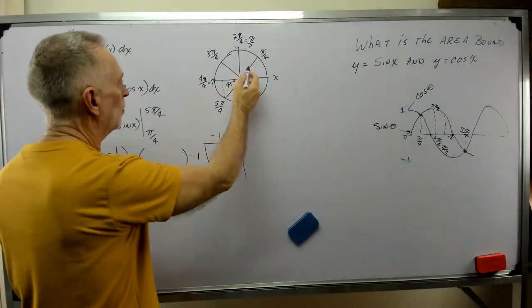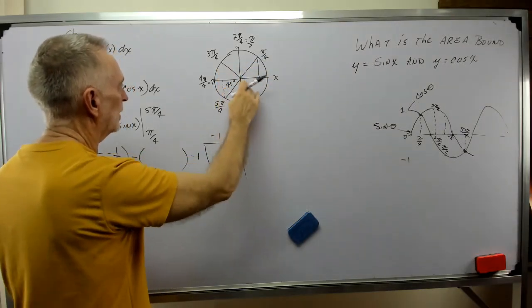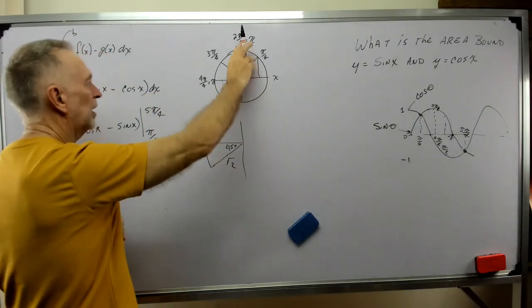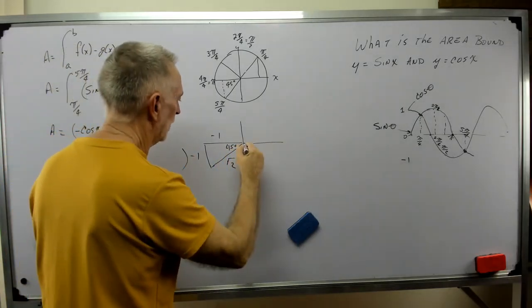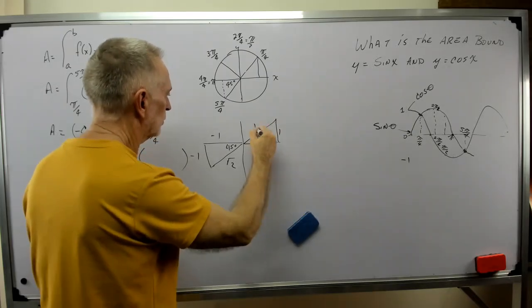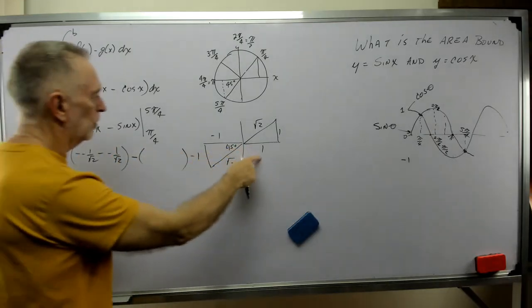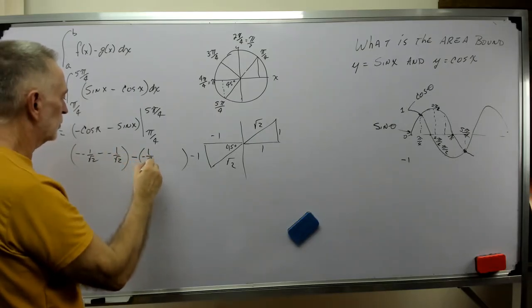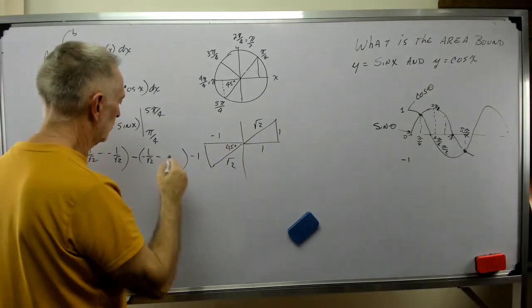So pi over 4 is here. All students take calculus. Everything is positive there. I have a positive x and a positive y. Okay, so I have this angle right here. So I have 1, 1, square root 2. Okay, what is cosine? It's 1 over square root 2, but I have a negative there, so negative 1 over square root 2 minus sine, which is 1 over square root 2.